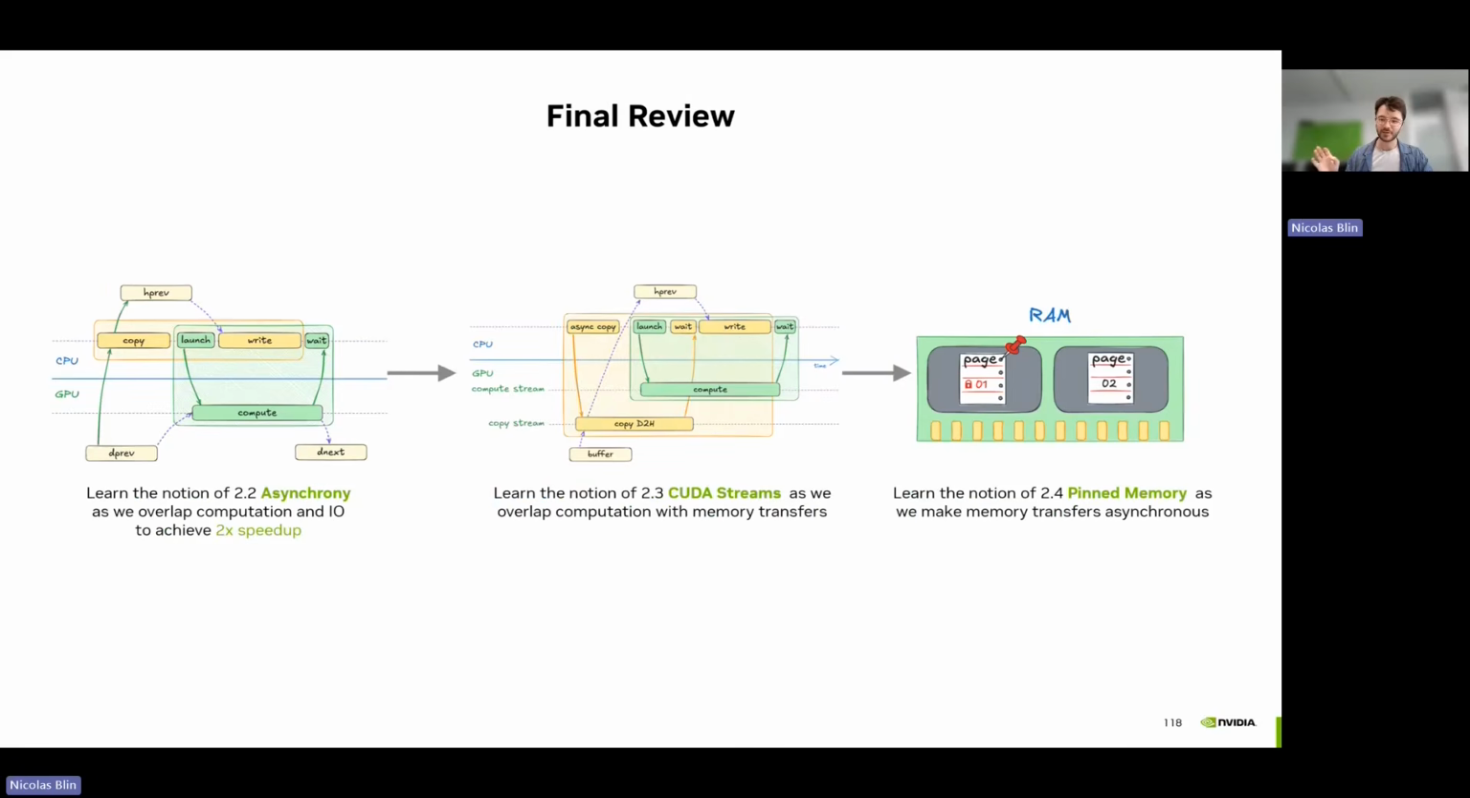We have also discovered synchrony and learned how we can overlap computation and input-output operations on the CPU. We also saw how CUDA streams can control asynchrony in our program, allowing us to overlap computation and memory transfers. And we also went under the hood and discovered how virtual memory works and how we had pageable and pinned memory. And we saw how using pinned memory allowed us to do host to device memory transfers faster, but also in an asynchronous manner.